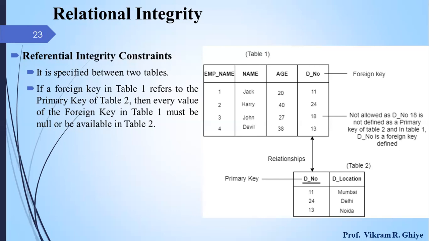If the foreign key in table 1 refers to the primary key in table 2, then every value of the foreign key in table 1 must be null or be available in table 2. So that should be available in table 2. It is called the referential integrity constraint.